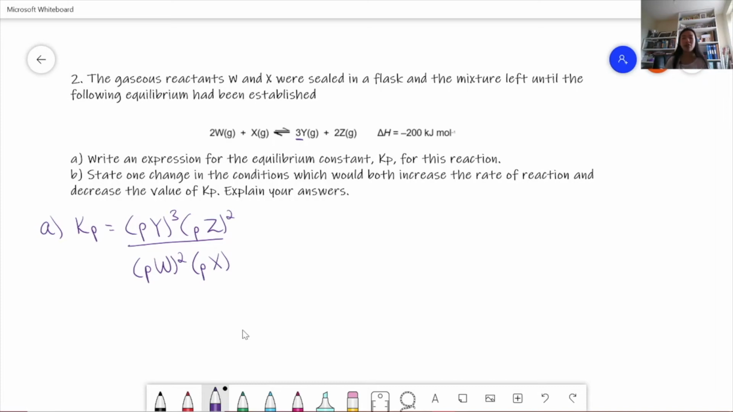And first let's consider pressure. So pressure does change the value of Kp because increasing the pressure shifts the equilibrium to favour the side with the least amount of moles of gas to decrease the pressure. But it doesn't increase the rate of reaction. In fact, it doesn't change the rate of reaction at all. It just makes the equilibrium shift to either the left or the right to favour the products or the reactants. And so the answer must be temperature.